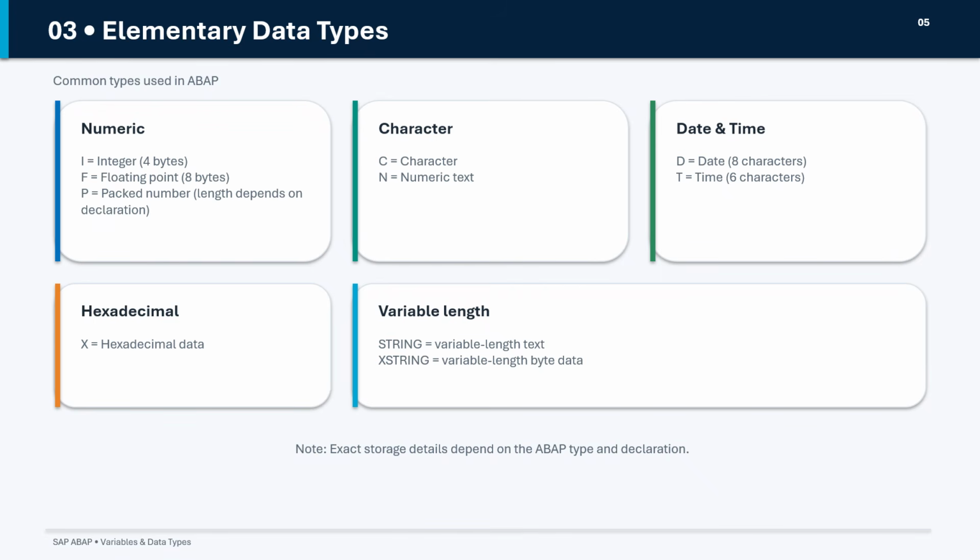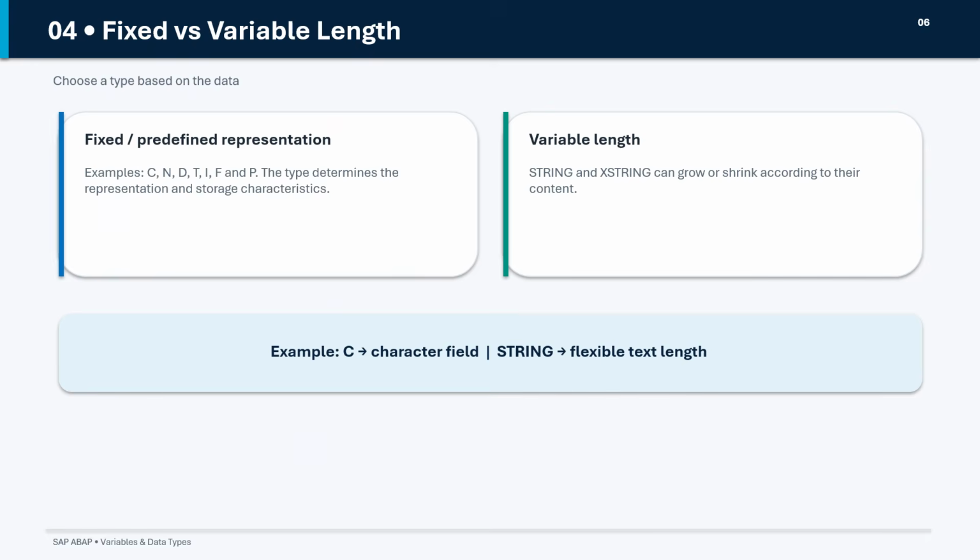Now, the remaining one is hexadecimal. Most of the time it's not used. I haven't seen anywhere where exactly it is used, but we'll see later in upcoming sessions. In the slide, the fixed length and variable length types are clearly mentioned with examples. Fixed length types are C, N, D, T, I, F and P, and variable length types are string and XSTRING.